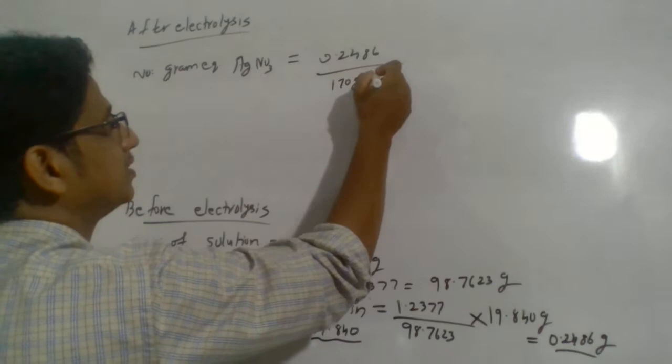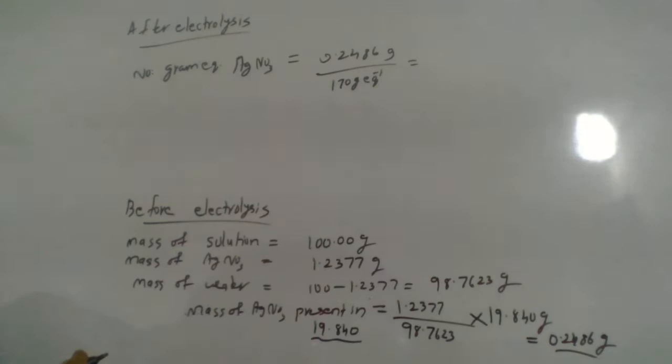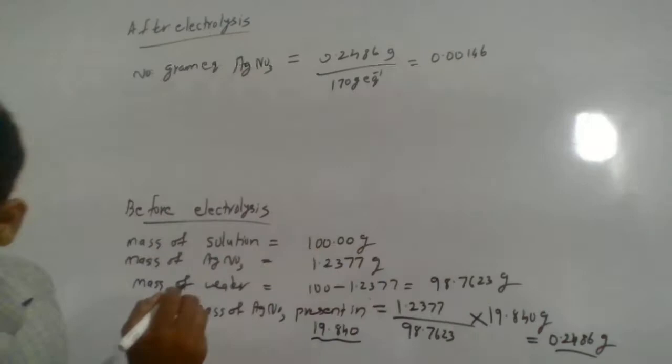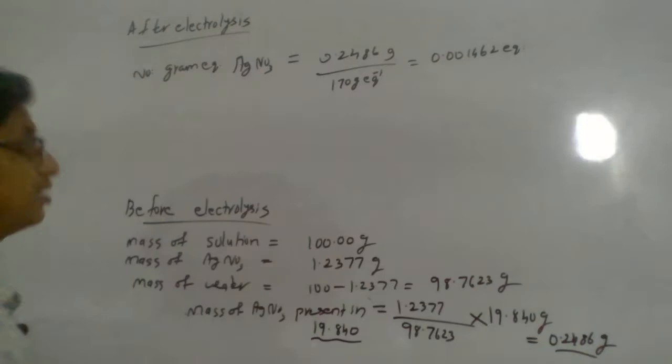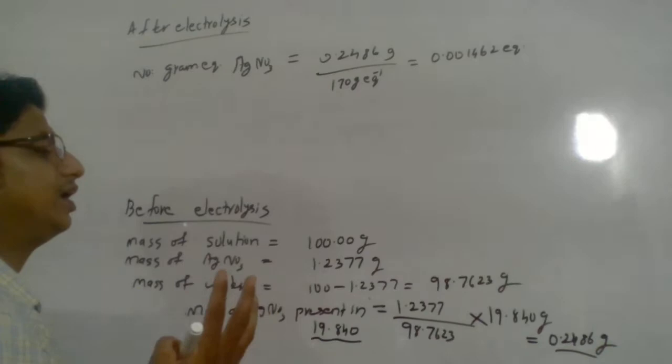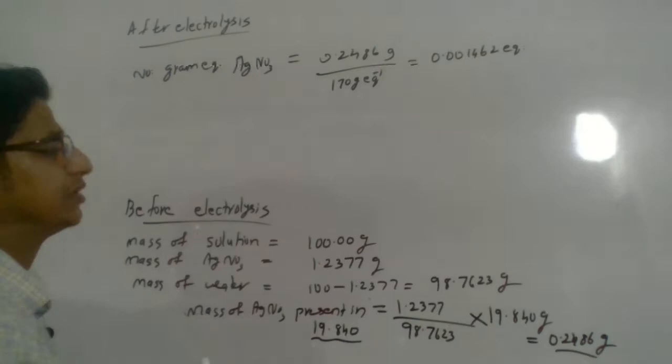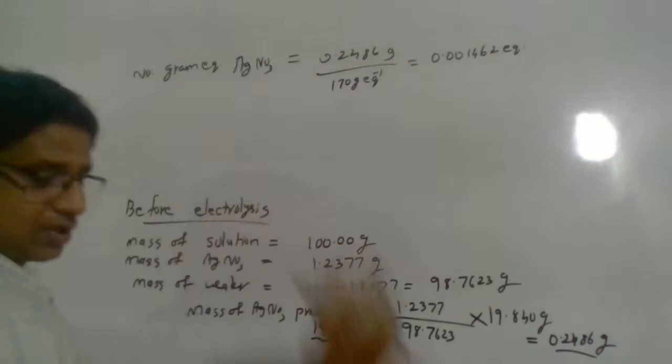So now you will get an answer that is around 0.00146 equivalents. So this is the number of gram equivalents of silver nitrate present in the specified amount of water, that is 19.840, before electrolysis. So now you got the concentration of silver nitrate before electrolysis and after electrolysis. So now what is the next step?